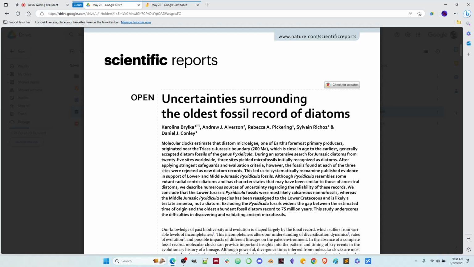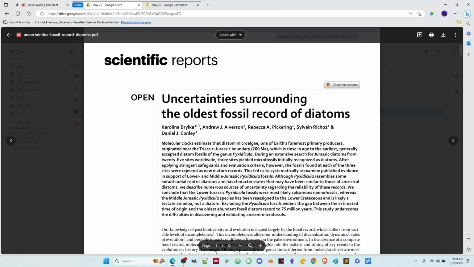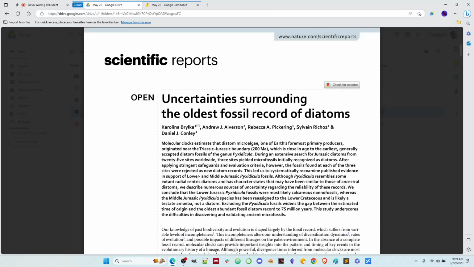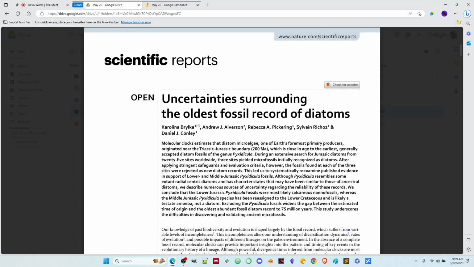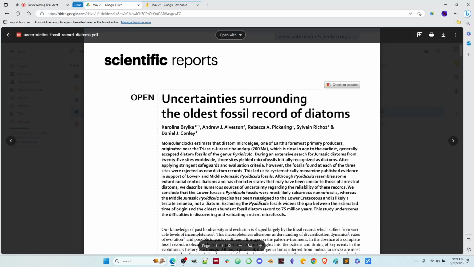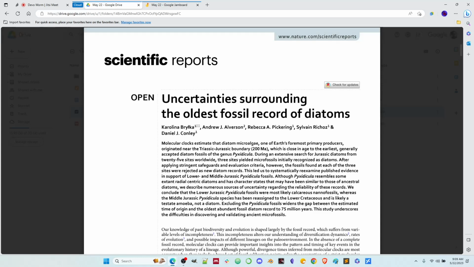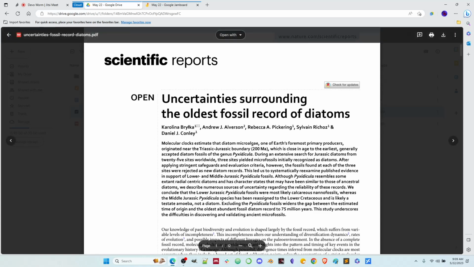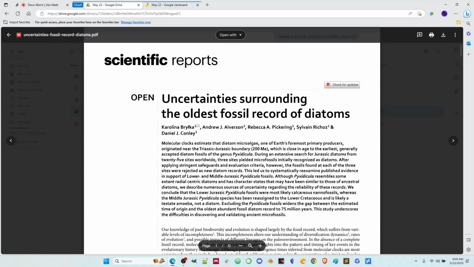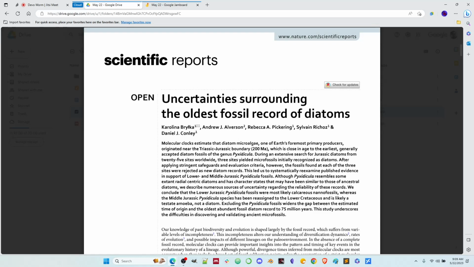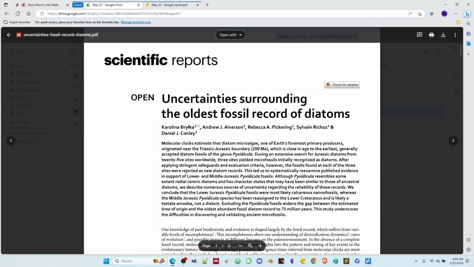This led us to systematically re-examine published evidence in support of lower and middle Jurassic Pyxidicula fossils. Although these fossils resemble some extant radiocentric diatoms and have character states, which means that they have characteristics that may have been similar to those of ancestral diatoms, we describe numerous sources of uncertainty regarding the reliability of these records. We conclude that the lower Jurassic fossils were most likely calcareous nanofossils, whereas the middle Jurassic species have been reassigned to the lower Cretaceous and is likely a testate amoeba.